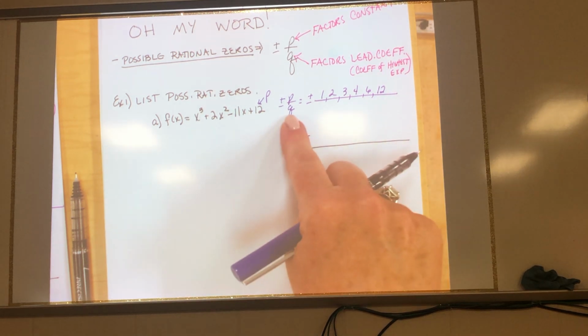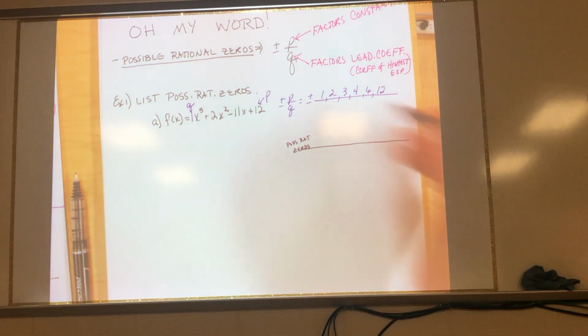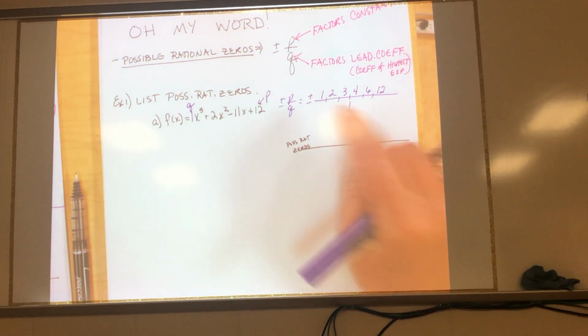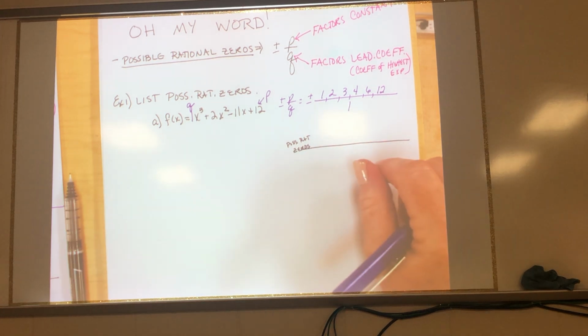Who is Q? What is the leading coefficient? 1. Yeah, he's a 1. And so what are the factors of 1? 1. Okay? So it's all of these numbers over 1. And what does that mean it is? It's all those numbers.